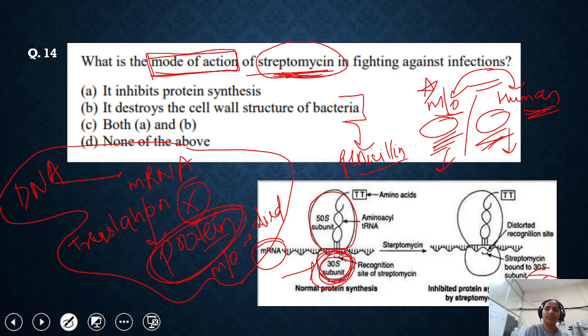Okay, so for this question, Satvika, both A and B. No, it won't attack the cell wall structure, Satvika. It stops the protein synthesis, and when there is no protein formation, the microorganism will not survive. The cell wall structure of bacteria will be destroyed by the penicillin. So for this question, the answer is A.